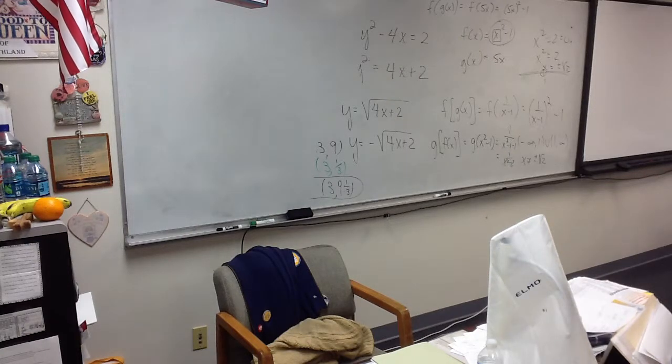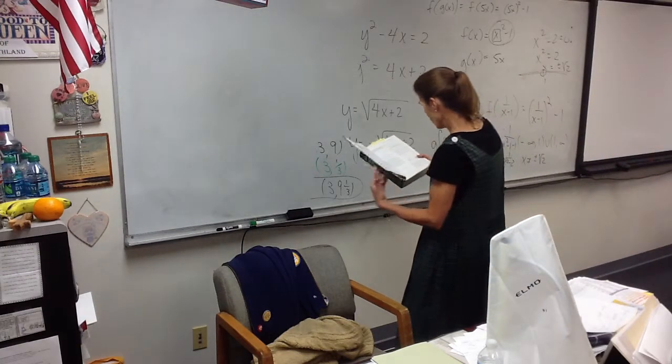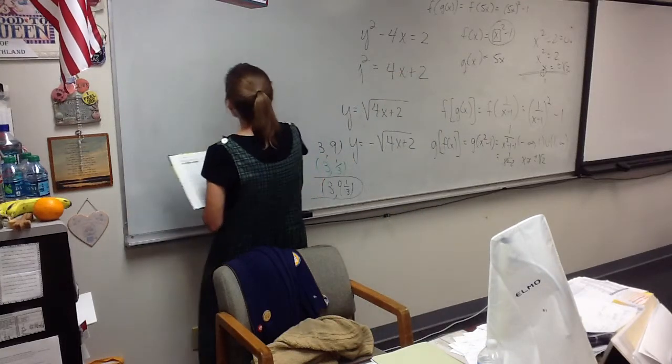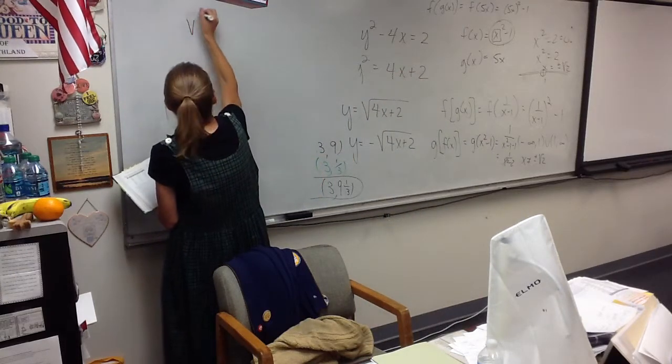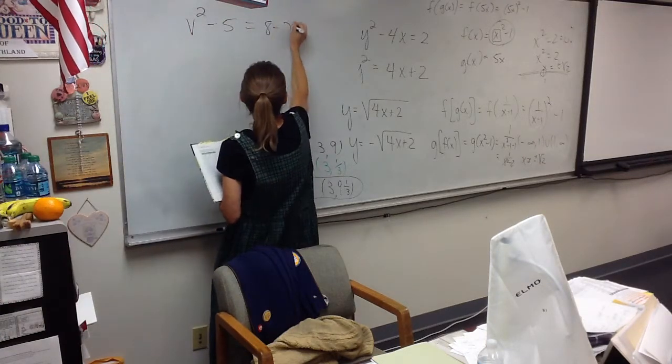Okay, we're doing number 29, which is an equation which we all need to be able to solve. V squared minus 5 equals 8 minus 2v squared.